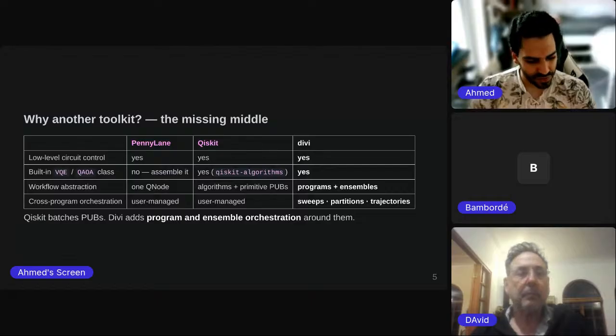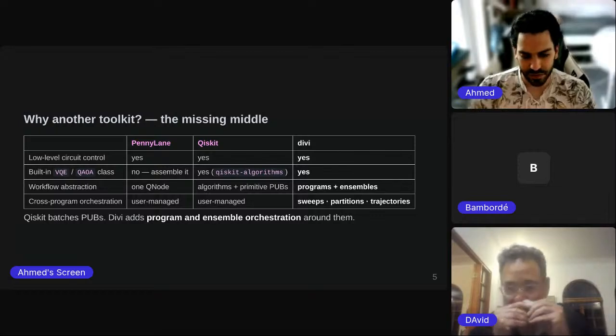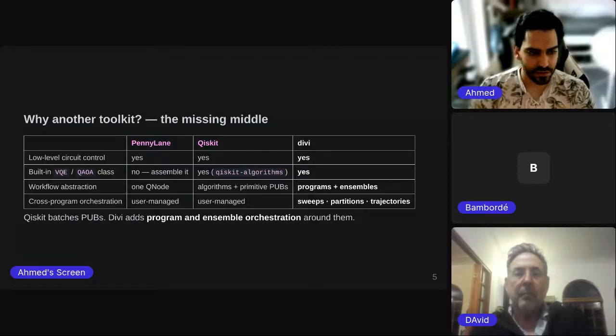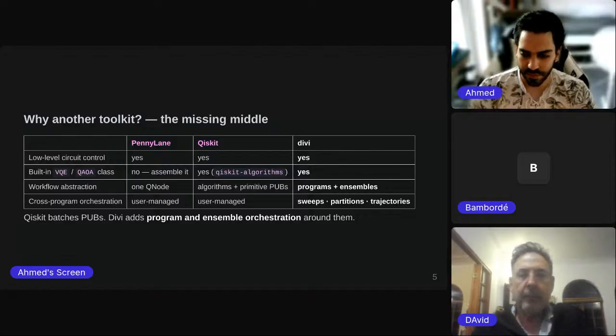What Divi is trying to build, or streamline, is not the process of building your circuits, but rather the process of batch generating those circuits and easy orchestration of higher order quantum programs. So, quickly going through a comparison between Divi and PennyLane and Qiskit here. Low-level circuit control or circuit construction, you have that in PennyLane and Qiskit. In Divi, we don't have our own native circuit objects.